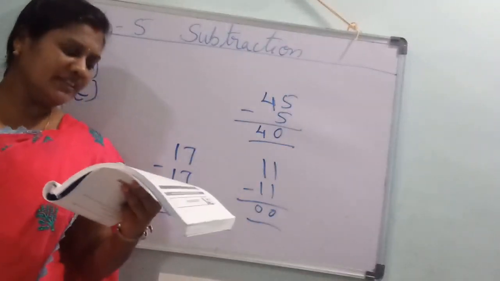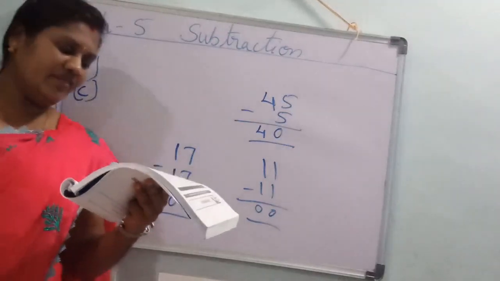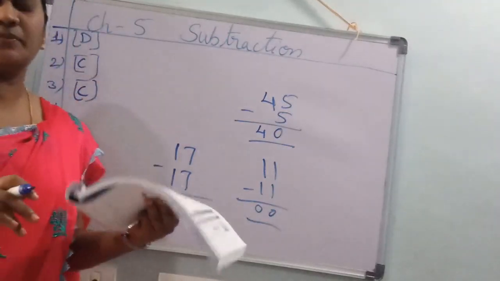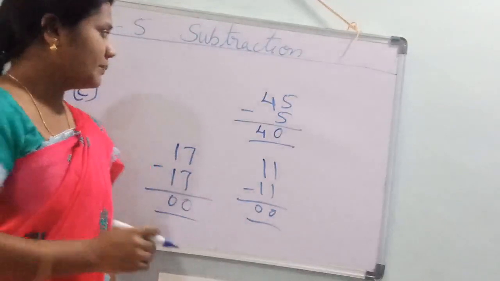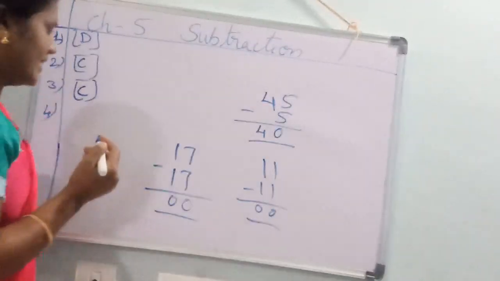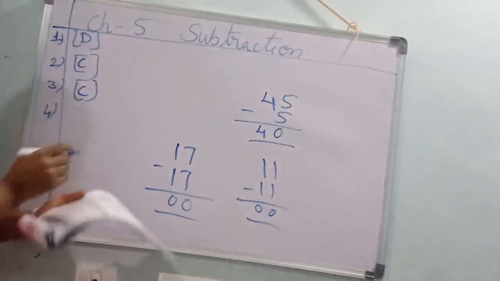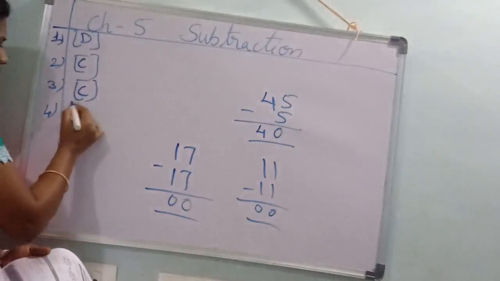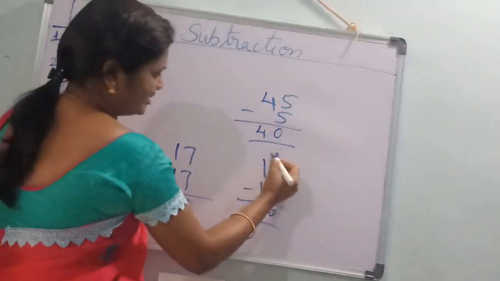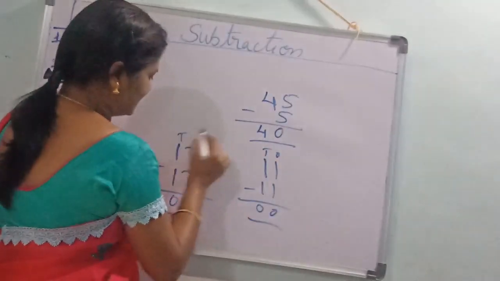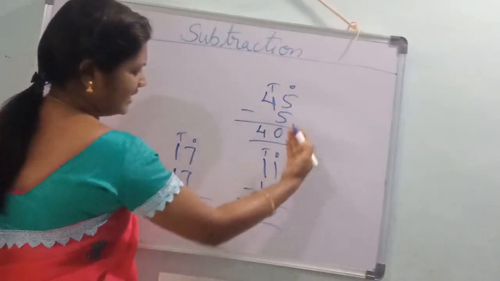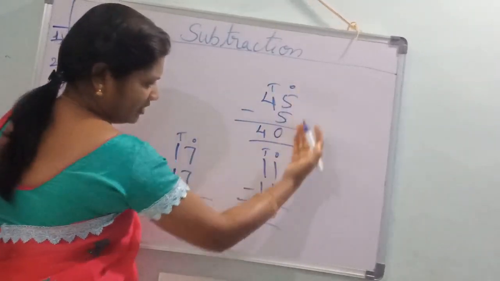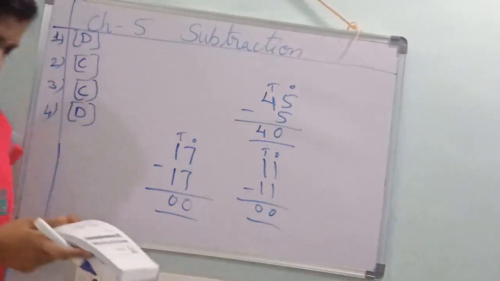While subtracting, we always begin from the ones place. Which place will you subtract from? Ones place. Where is it? D. See? Here, this is ones place, this is tens place. This is ones place, this is tens place. This is ones place, this is tens place. Always you should subtract from ones place only. Yeah. Next.